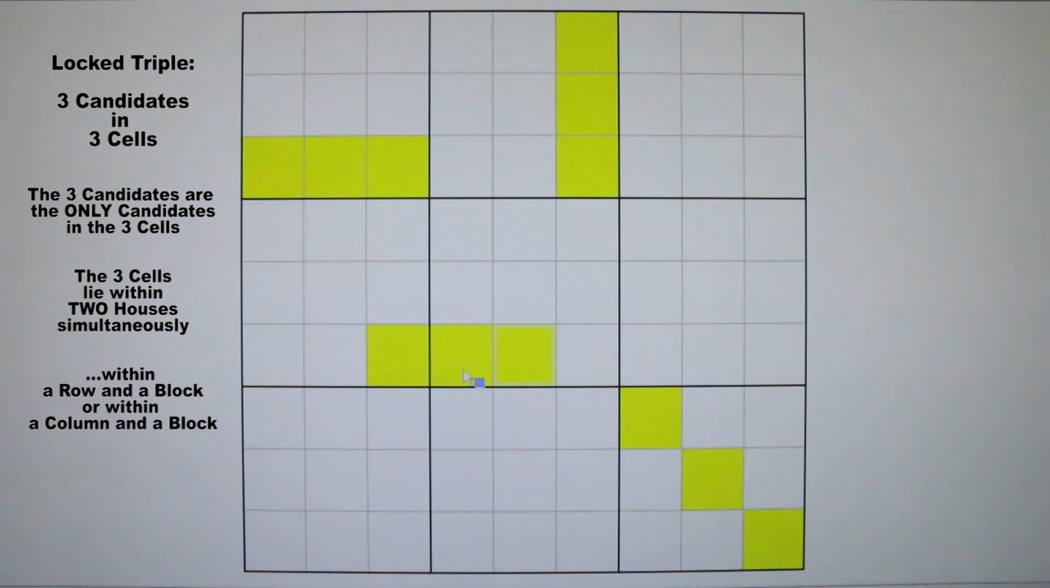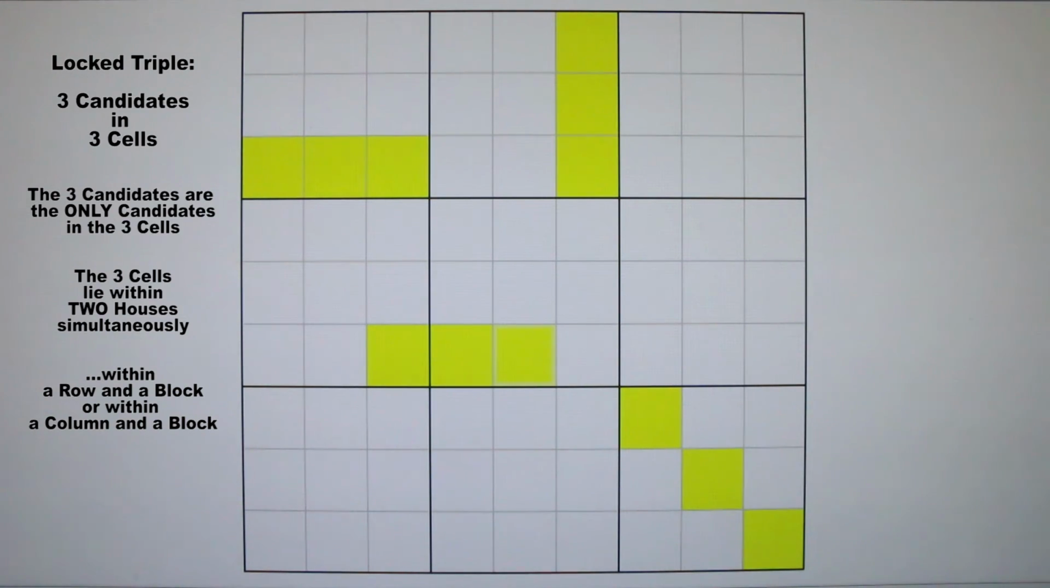If they're like this, that could be a naked triple, but that's not going to be a locked triple because they lie in two different blocks. So the tip-off is when you see three in a row, either horizontal or vertical, and they're within a block. And then you know they've got to be in the row or the column, because here, those three have to be in the row, and these three up here have to be in the column.